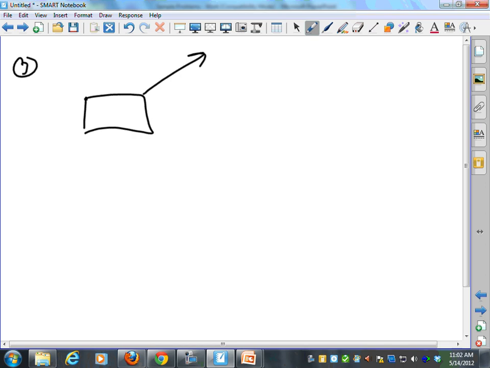So it's being pulled with 25 newtons. The angle is 30 degrees. The distance moved is 4 meters. And the mass is 1.5. Does the mass matter here? I've got my distance. What I really need is the force. I've got the force. What about the angle? Does the angle matter? Why does the angle matter?